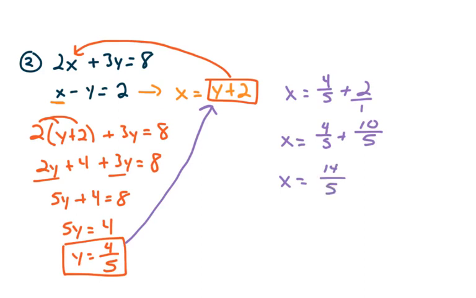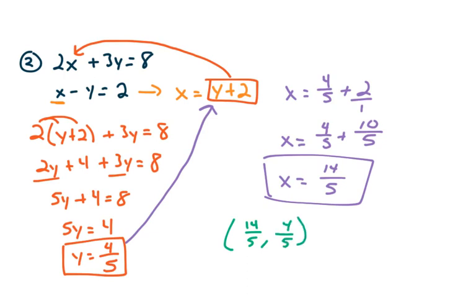So then we can write our final answer. We have our x and our y, so our solution here is 14/5, comma, 4/5, and that right there is our final answer. So there's method number 2, substitution.